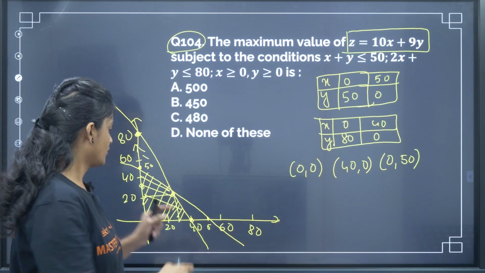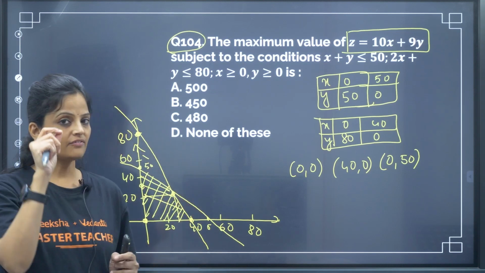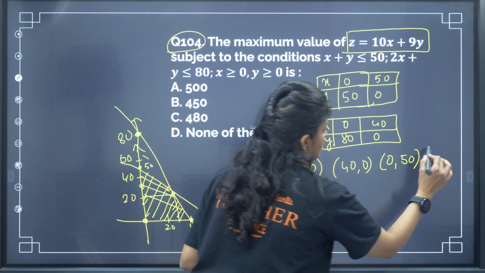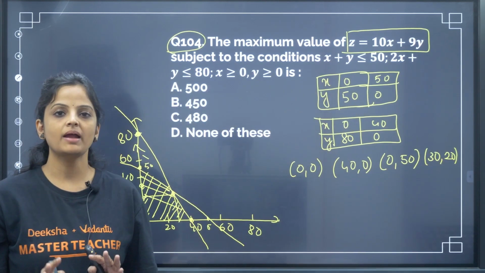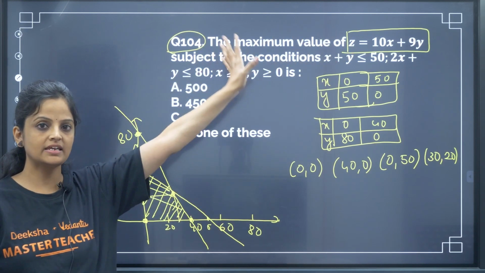And the common point for both the lines is coming here. So graphically, if you check properly, it will be 30 comma 20. Now just see which will give you the maximum answer, because the objective function is given there.